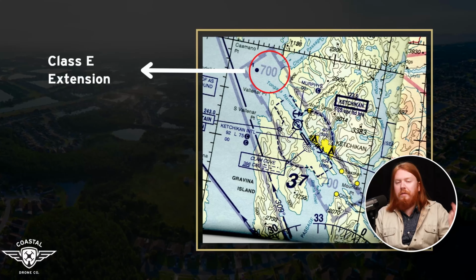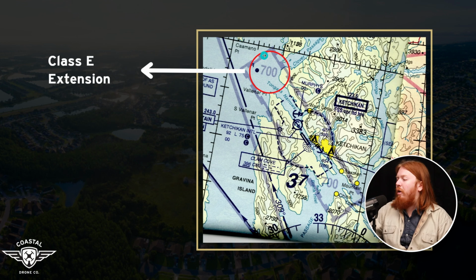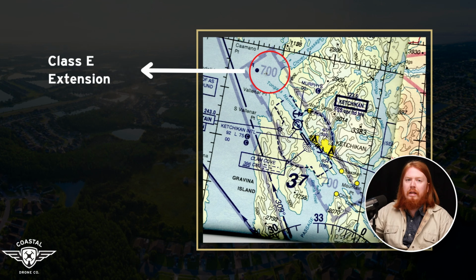Class E is the single dashed lines, and some of the other things you might see are Class E extensions. So if you look here, these are slightly translucent blue lines. This denotes a Class E above the surface. And then the 700 here tells you that the deck, so the bottom of this Class E extension, begins at 700 feet above sea level.